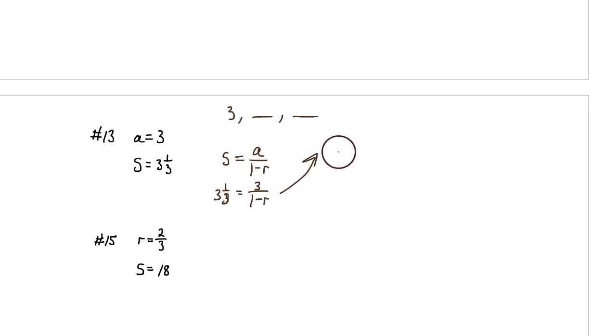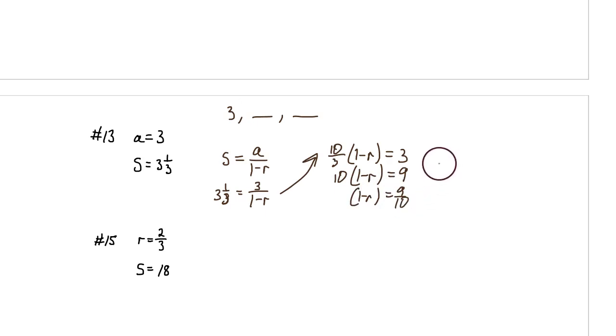So first step, multiply the 1 minus r to the other side. We have the 10/3 times 1 minus r, and that's equal to 3. Next step, multiply both sides by 3. So we have 10 times 1 minus r is equal to 9. Next step, divide by 10. So now we have 9/10. Next step, subtract 1. So we have -1/10. And finally, r equals +1/10. With that value, we can figure out the missing terms. 3 times 1/10 is 3/10. And 3/10 times 1/10 is 3 over 100.